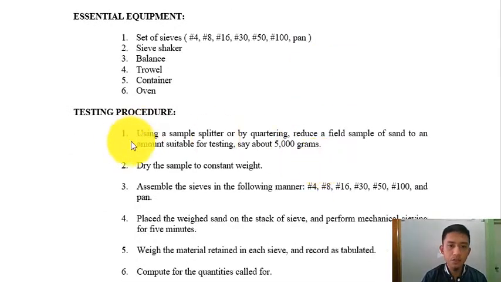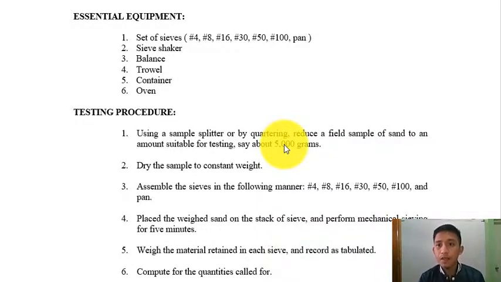So testing procedure, using a sample splitter or by quartering, reduce field sample of sand to an amount suitable for testing, say about 500 grams. But for us, since the balance cannot carry more than 4,000, so we will just approximate that, or let's say lower than 4,000. But again, if you are doing it really on a sample for representing an actual stockpile for your construction later on, then you really need to follow 5 kilograms and above.